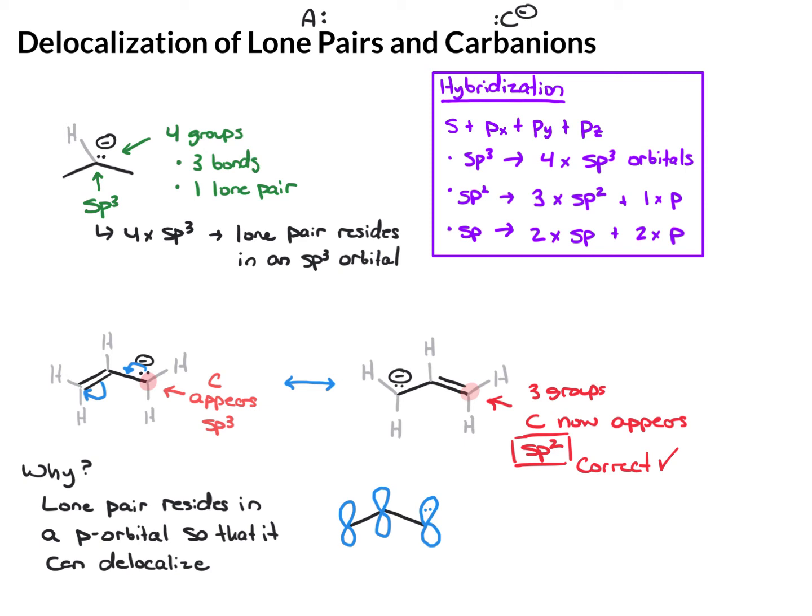Look up here. sp3, all you have to work with are 4 sp3 orbitals. Since we have a p orbital on the carbon, it must be sp2 hybridized. And because we've put that lone pair in the p orbital, we have delocalization and a conjugated system.